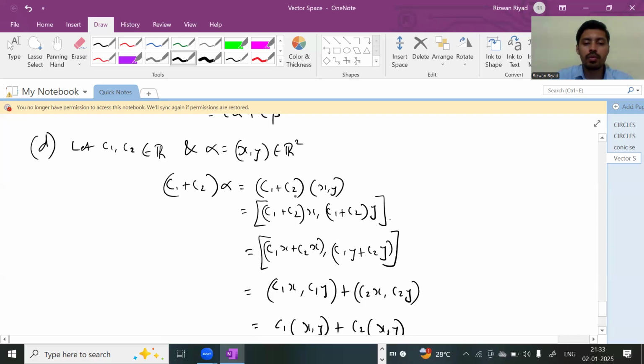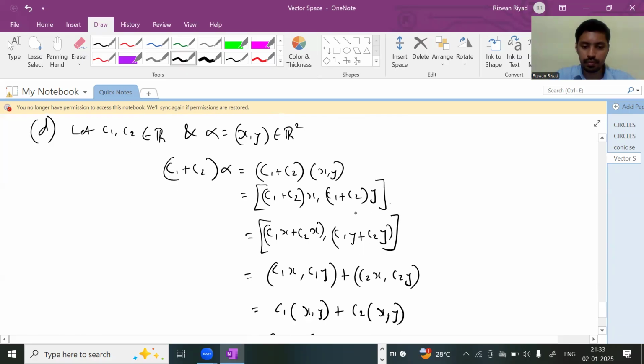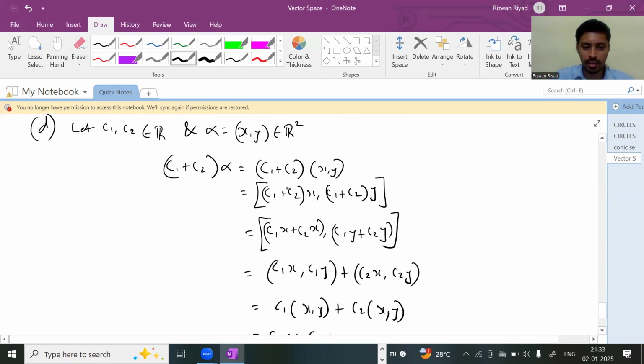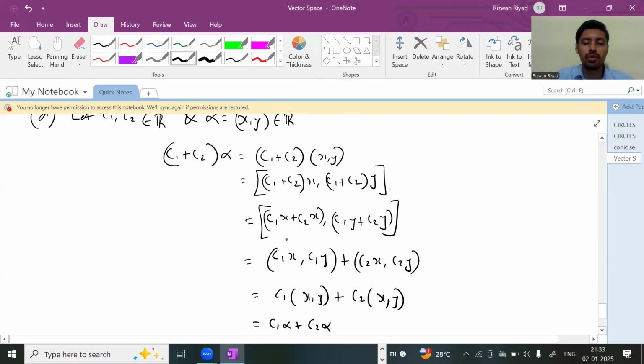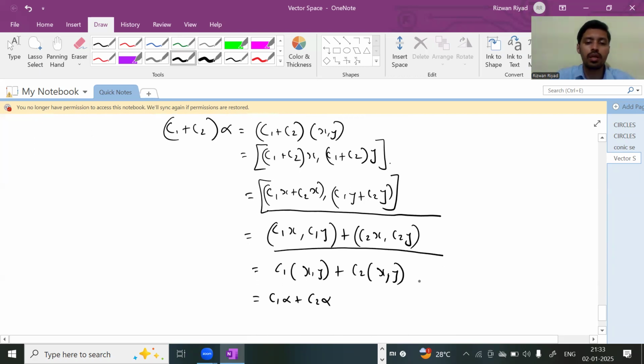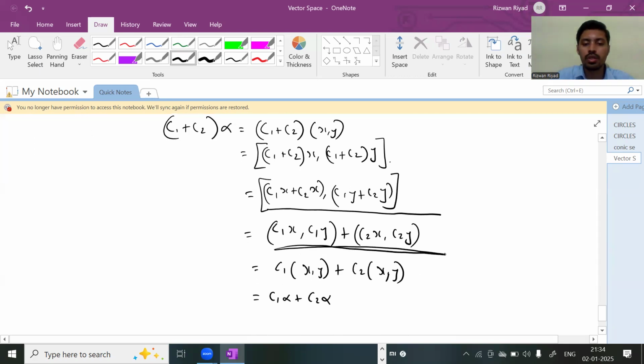That means you can take the (C1 plus C2) inside. So this becomes ((C1 plus C2) into x, (C1 plus C2) into y). That means you can take this x inside. This becomes C1x plus C2x. And you can take this y inside. So this becomes C1y plus C2y. So this one can be written in this form, right? Because if you take the sum of this, you will exactly get the same: (C1x, C1y) plus (C2x, C2y).